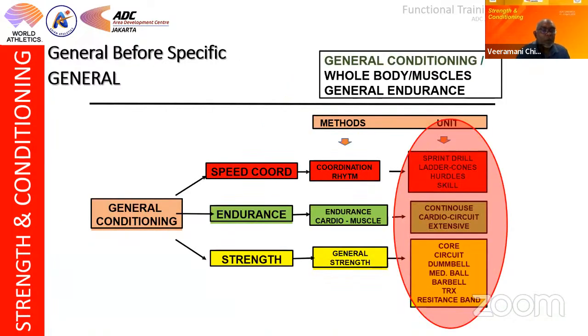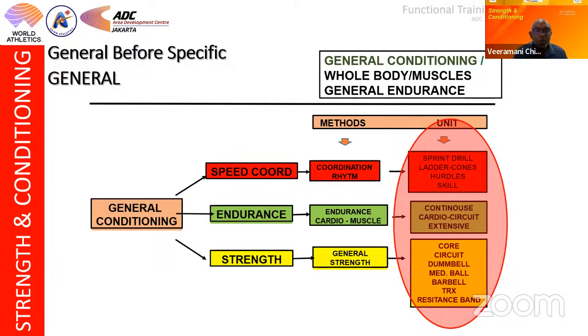Some of the things we are familiar with within general conditioning or general body preparation is where it is about whole body preparation, muscle, general endurance, and all that. In that, we take the 3 basic biomotor abilities: speed/coordination, endurance, and strength. You will go from what I call a rhythm development to endurance, cardiovascular development, and to general strength development.